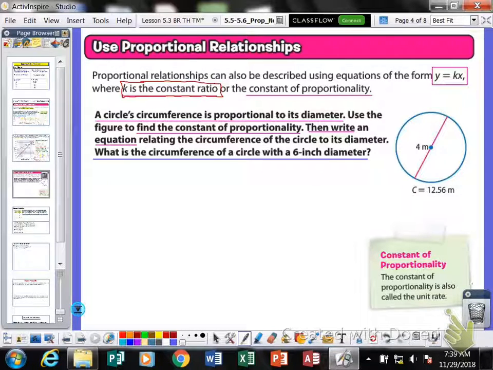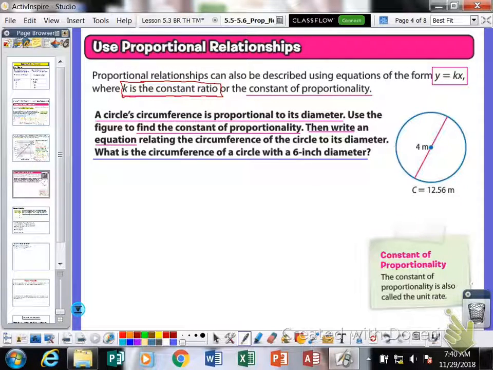They use K. So a circle's circumference is proportional to its diameter. So circumference and diameter. Use the figure to find the constant of proportionality. Then write an equation relating the circumference of the circle to the diameter. What is the circumference of a circle with a 6-inch diameter? So a lot of stuff going on here.